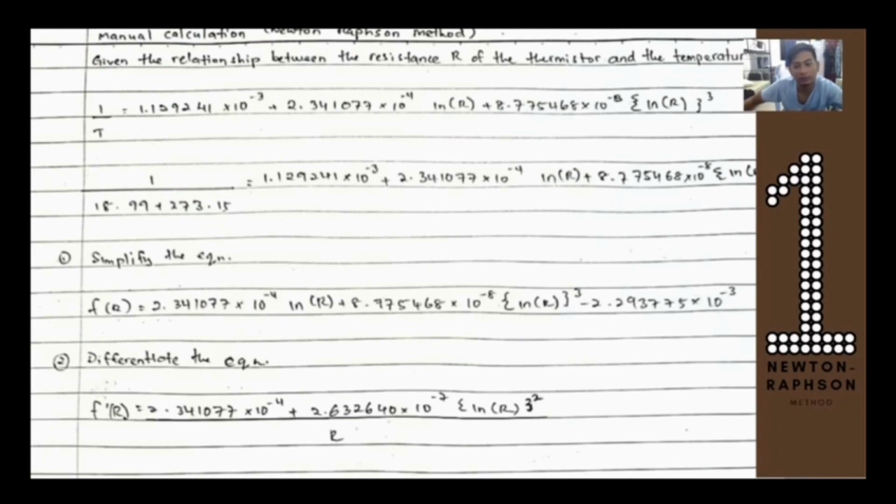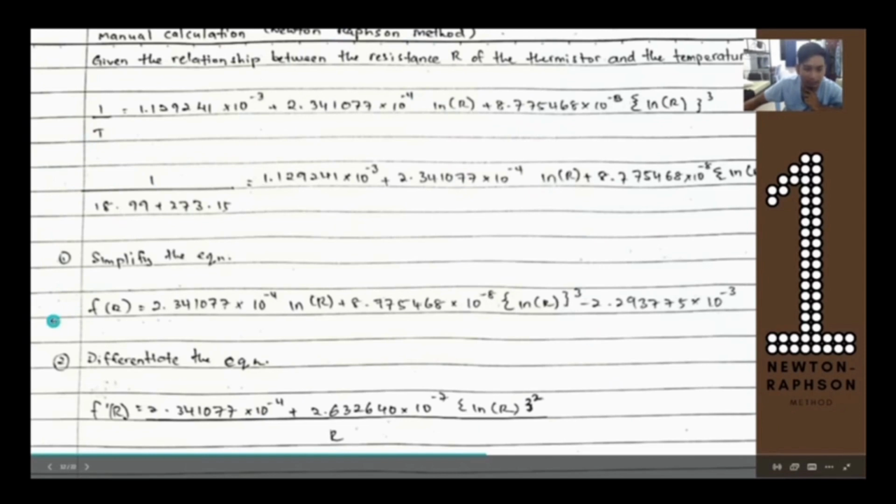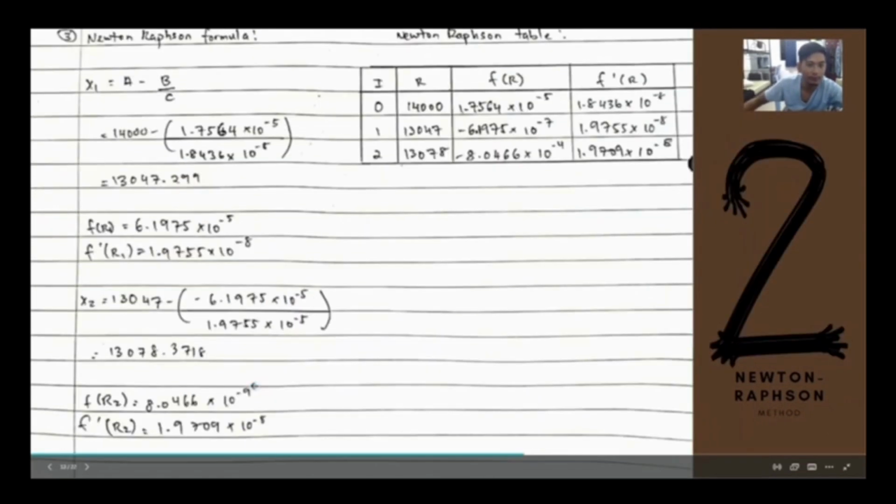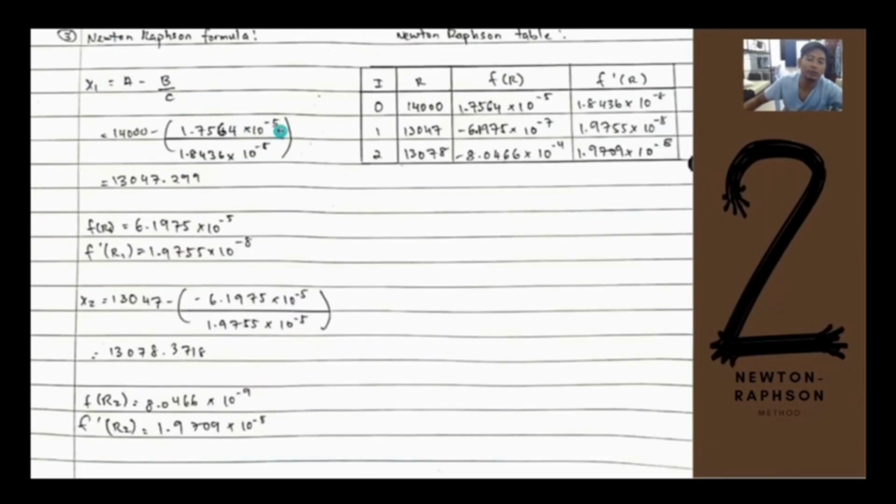Now I'm going to the Newton-Raphson method. The first step is to simplify the equation and then differentiate the equation. The Newton-Raphson formula is x1 equals a minus b over c. Then we have to fill the Newton-Raphson table. i equals 0, r equals 14,000, f(r), f differentiated.